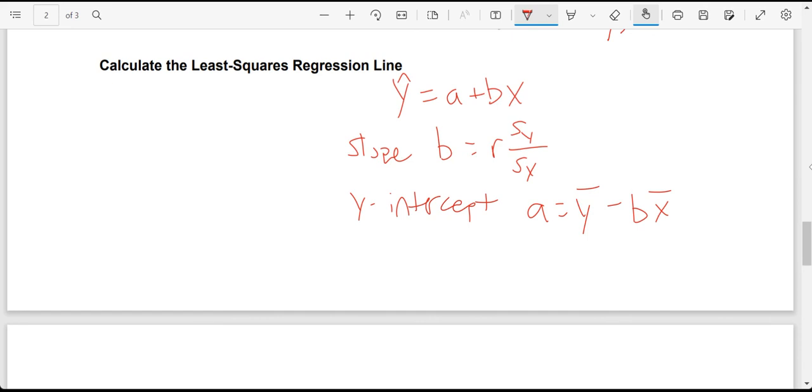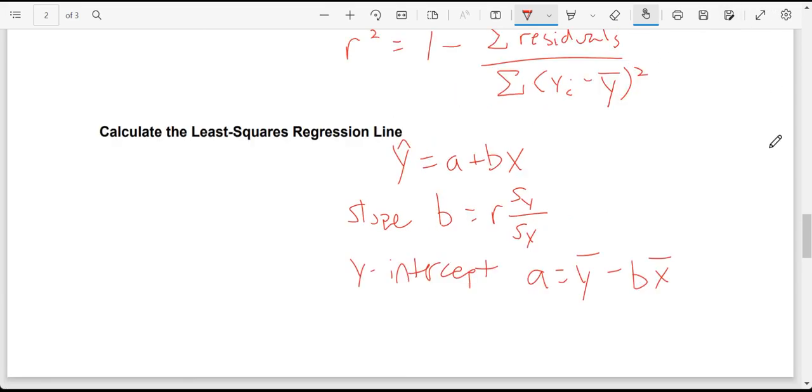This is how to calculate the least squares regression line depending on what information you have. Slope, your b value, is your r value times s sub y over s sub x. What does that mean? This is the standard deviation of your outputs divided by the standard deviation of your inputs. And the y-intercept is just a equals the mean of y minus b times the mean of x. That'll get you your y-intercept. We'll do examples with these and some of the other formulas we went over here in class.